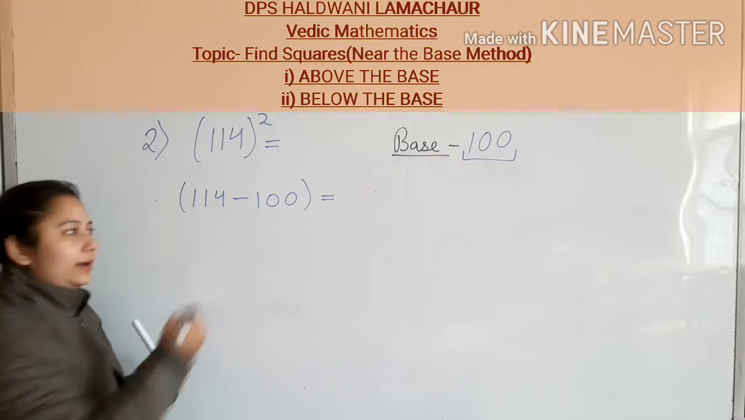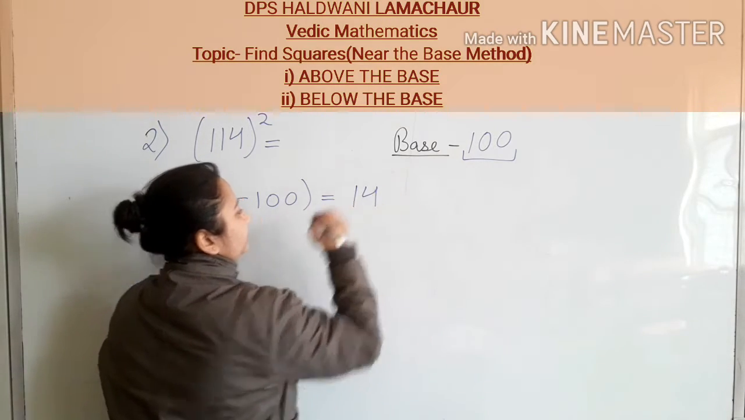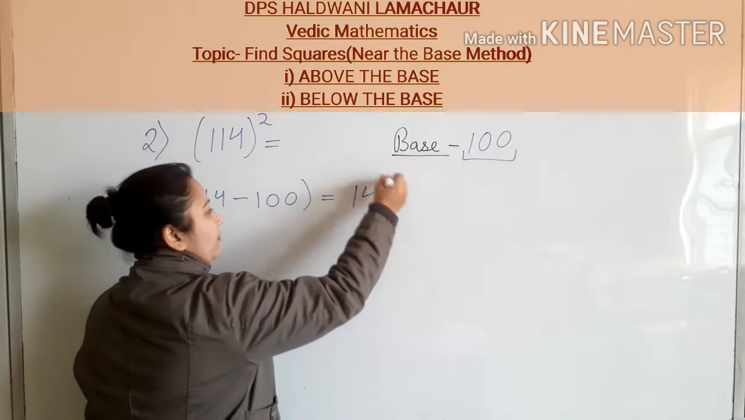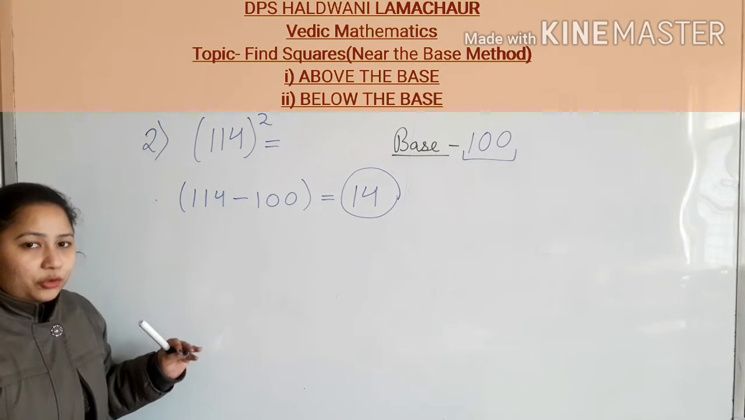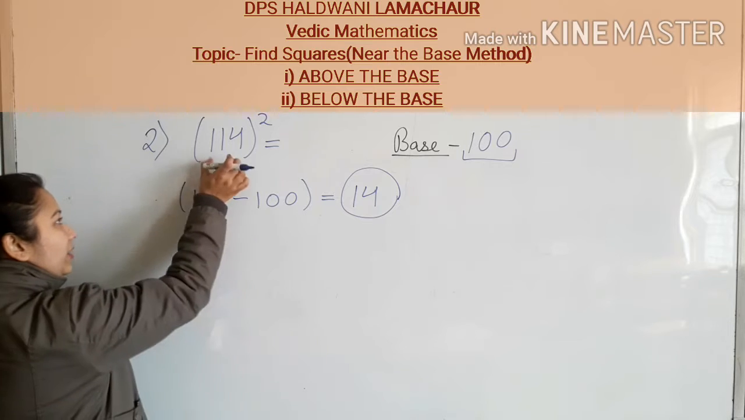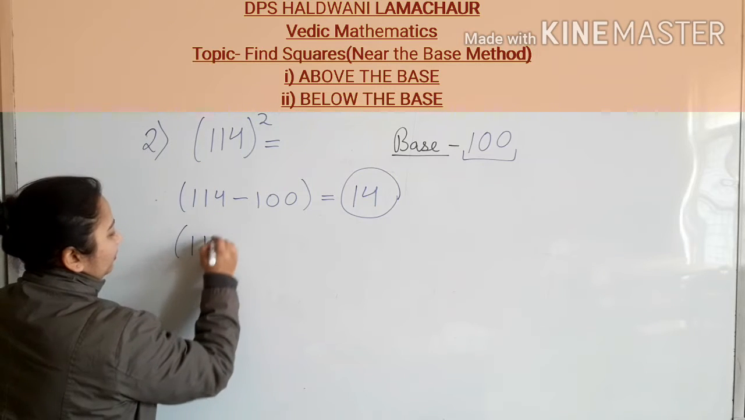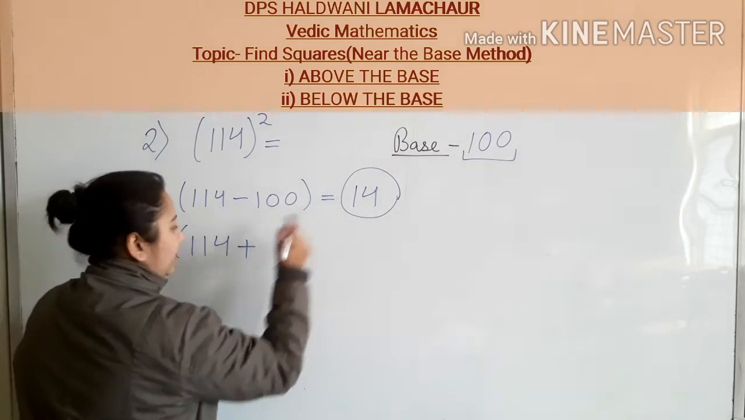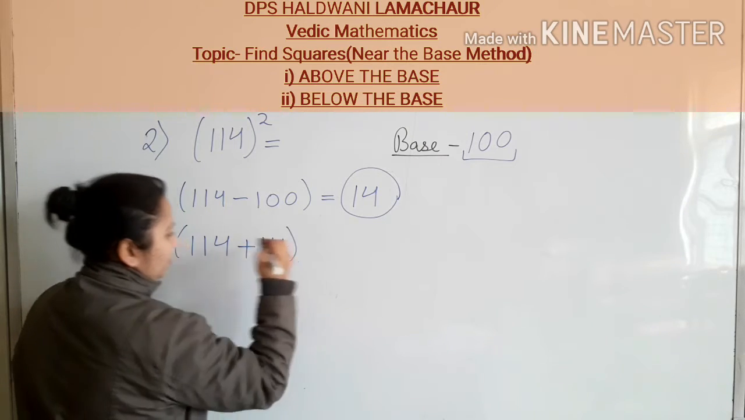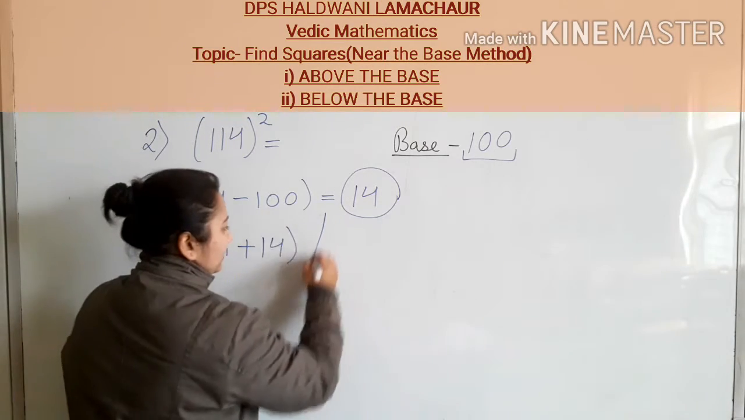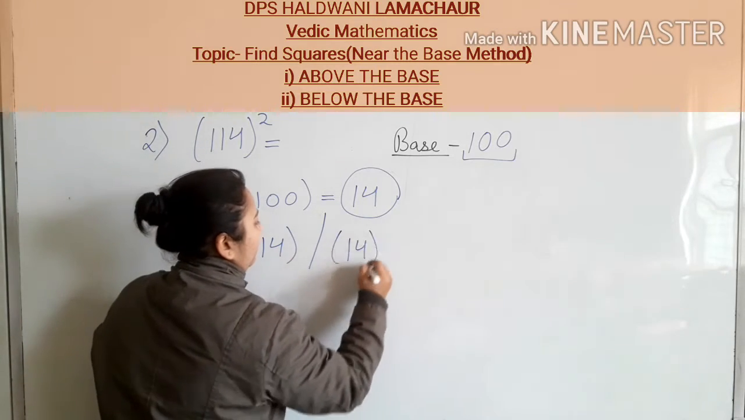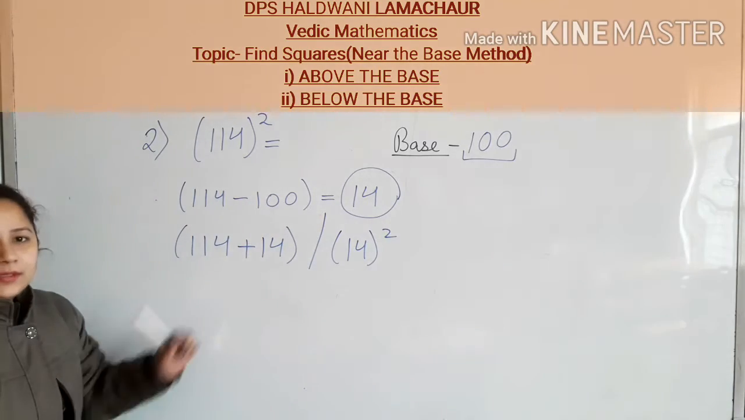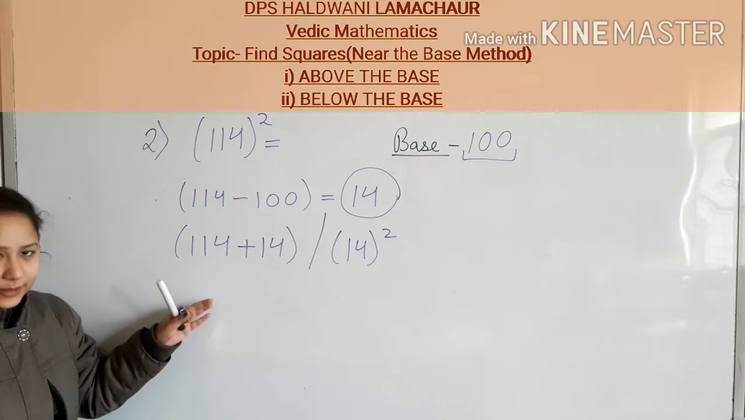114 minus 100 is 14. Now this is the most important number. In the next part, what you have to do is take your number and add this number to it, slash, the square of this number. This is a method, students. You have to learn it.